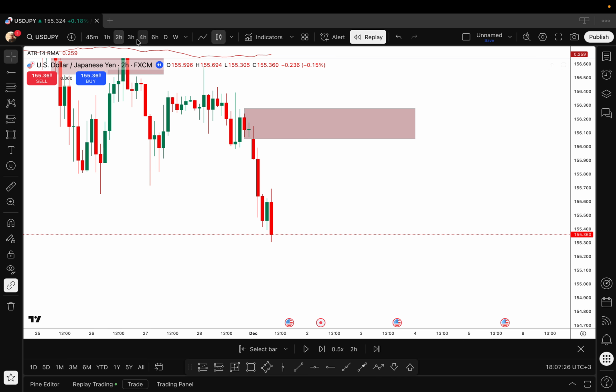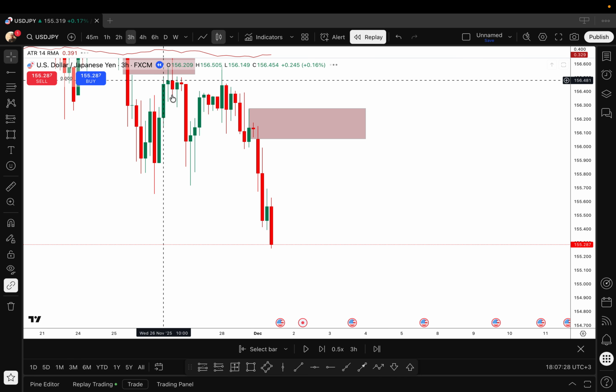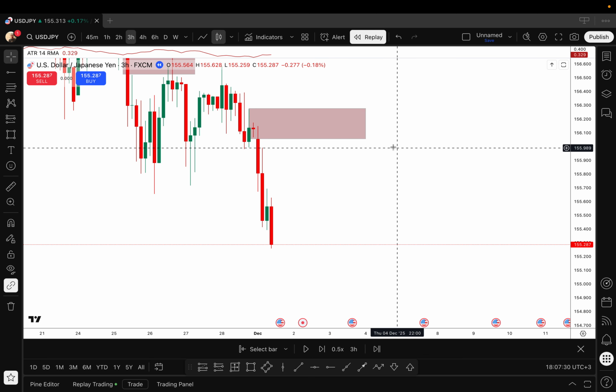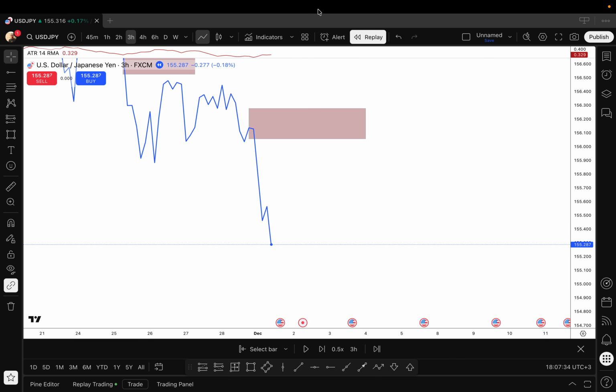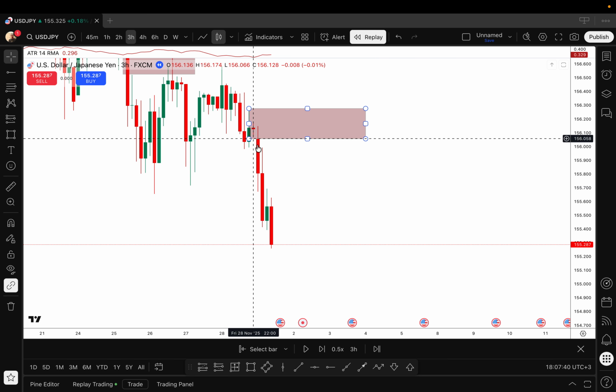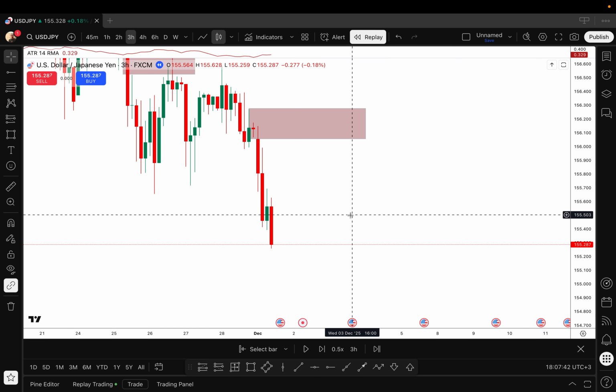And this zone, it was on the 3 hour. On the 3 hour it was perfect. That is where I got it from. You can see that there is also a little bit of support that is turning into resistance if price comes back to that level. Look at the drop from the 3 hour. It was so perfect. That's why I got it there.